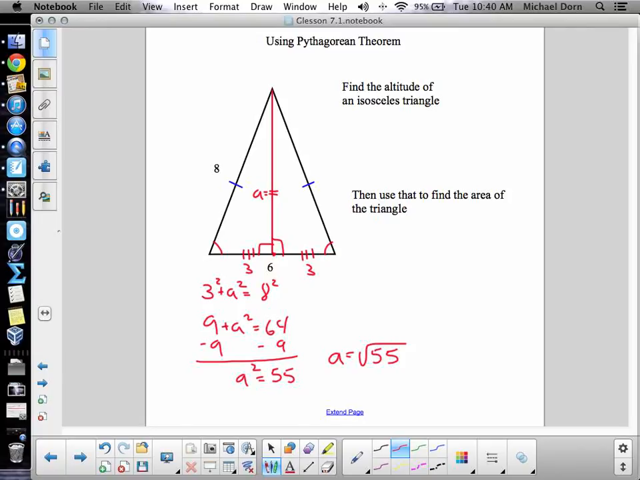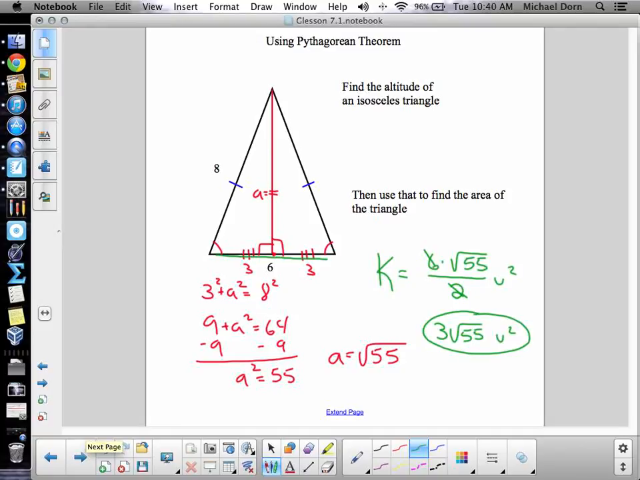So what would the area of this triangle be then? Use K for the area of the triangle. The area of the triangle is simply base times height divided by 2. My base is 6 times height divided by 2. And whatever the unit squared is for area. And then I could reduce the 6 and the 2 to give me 3 root 55 units squared. That'd be my area. My exact area for that triangle.